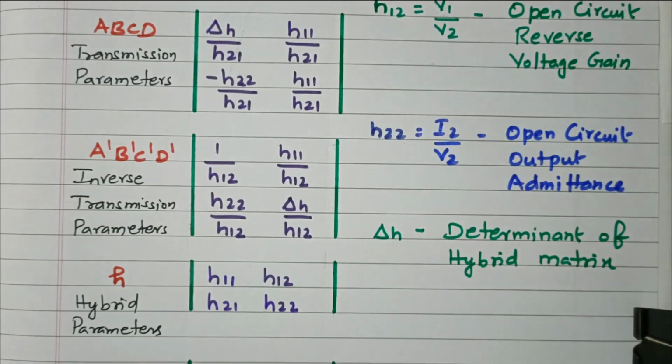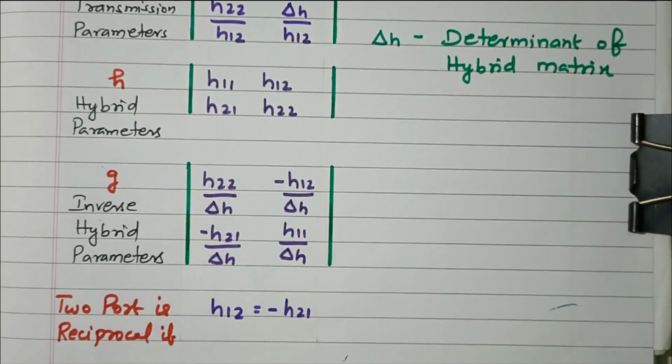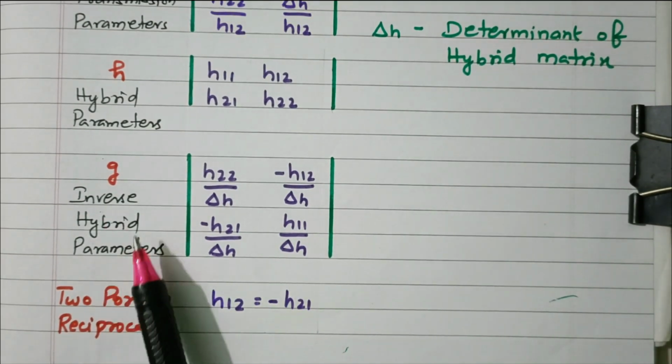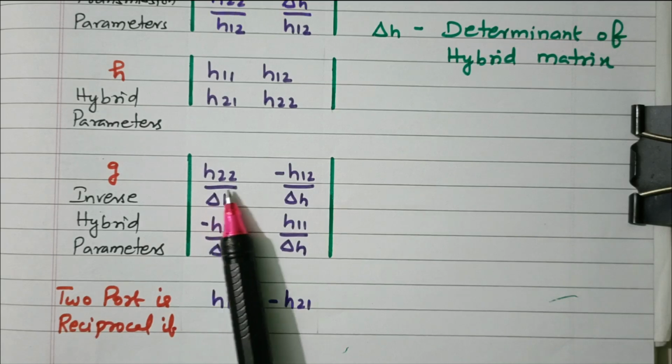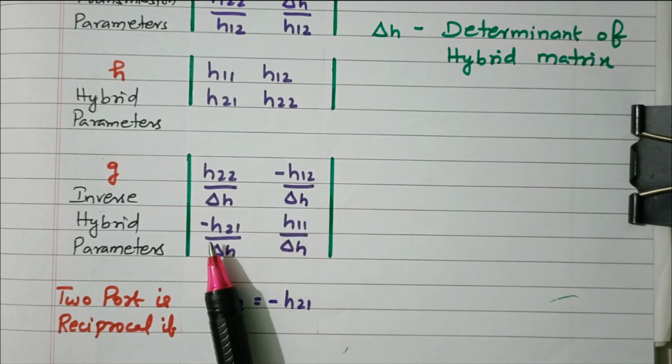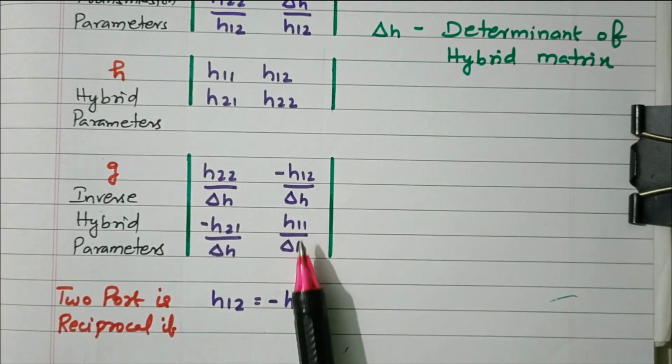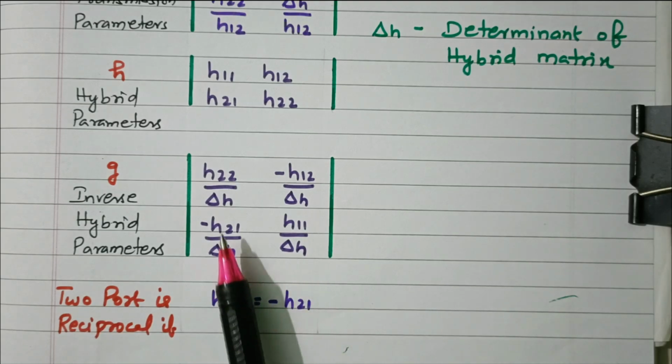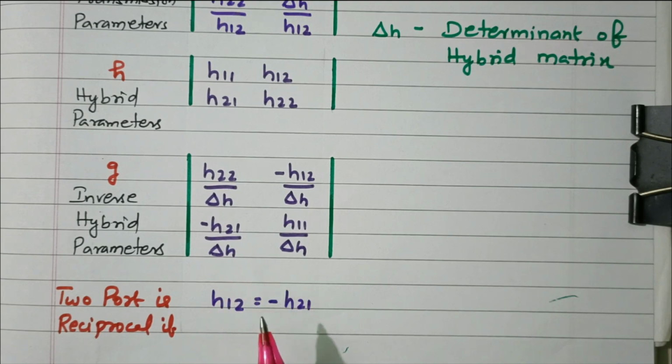This is the normal hybrid parameter. And one more, we have the inverse hybrid parameter, the inverse of this parameter: H22 divided by delta H, minus H12 divided by delta H, minus H21 divided by delta H, H11 divided by delta H. So delta H is in the denominator for all the parameters, only the numerator is changing. Then what is the condition for reciprocal? A two-port is reciprocal when H12 is equal to minus H21. If H12 is equal to minus H21, then that two-port is called reciprocal.